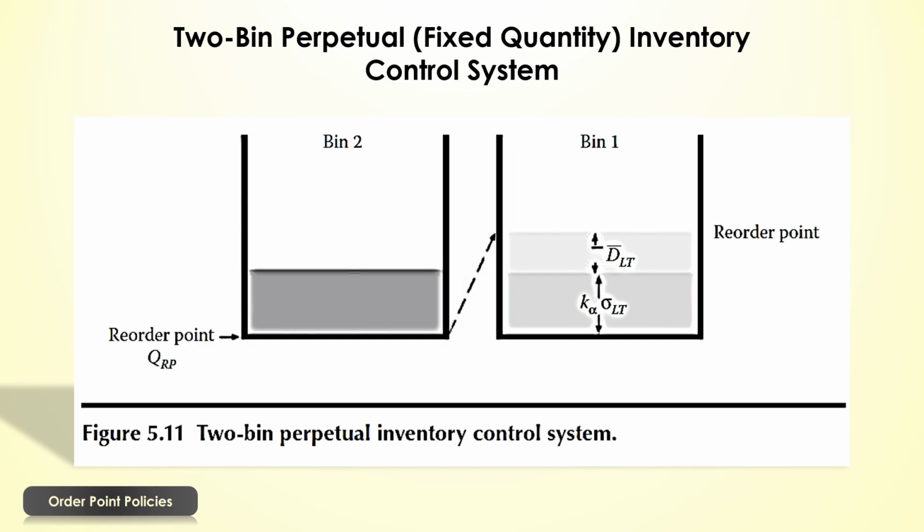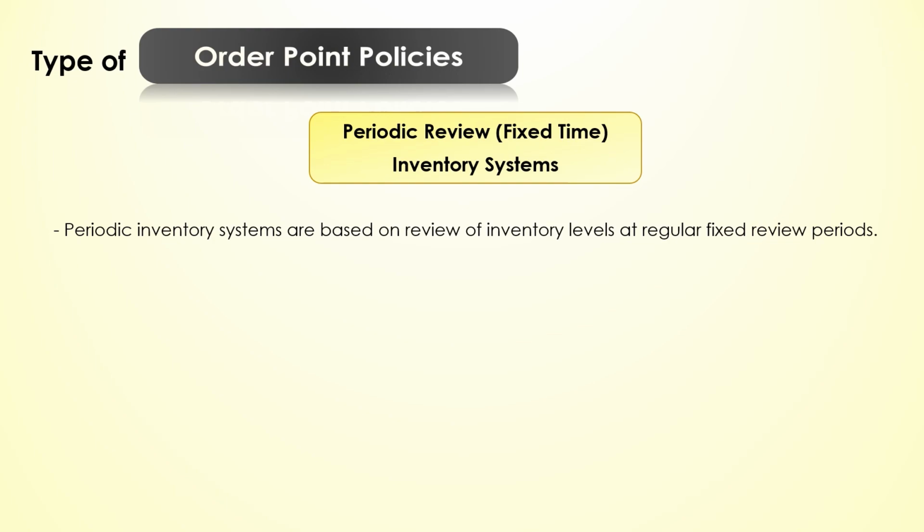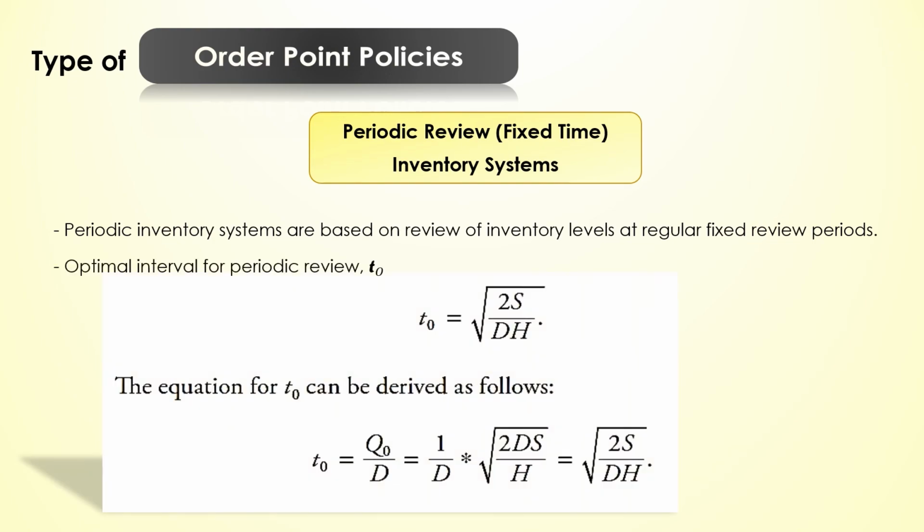Now let's proceed to the second type of order point policies, which is the periodic review or fixed time inventory systems. Periodic inventory systems are based on review of inventory levels at regular fixed review periods. So the optimal interval for periodic review is given by T equals the square root of 2S over DH. So how was that formula derived?